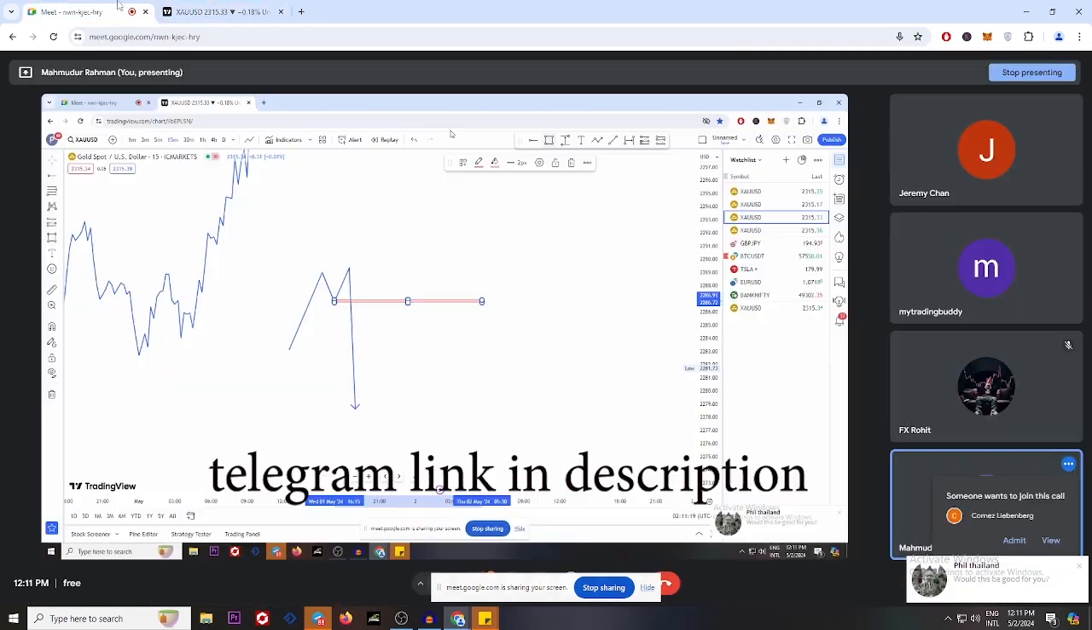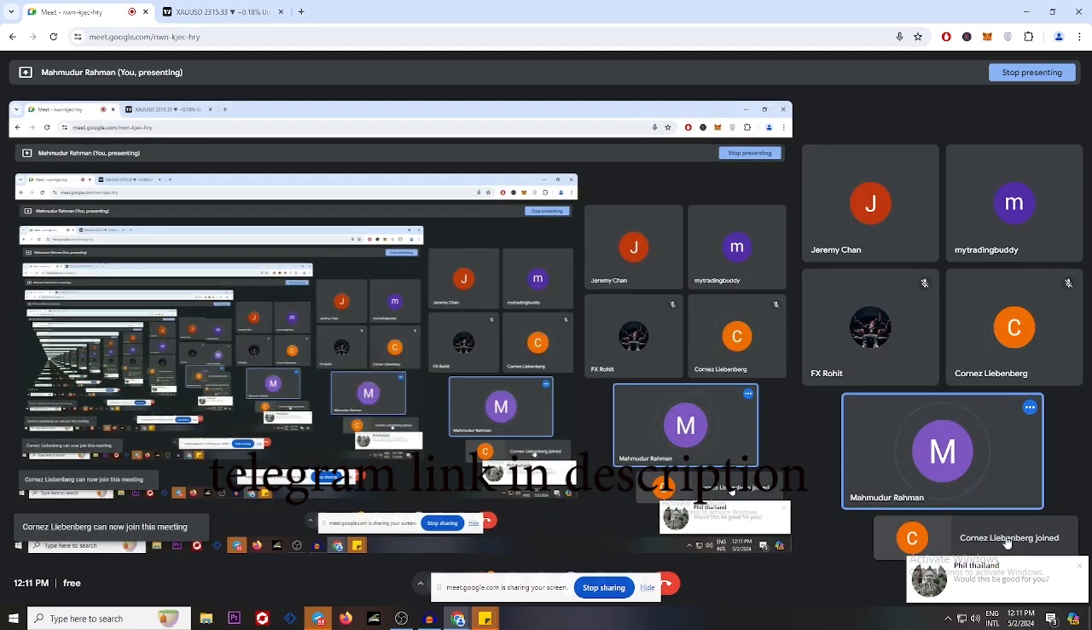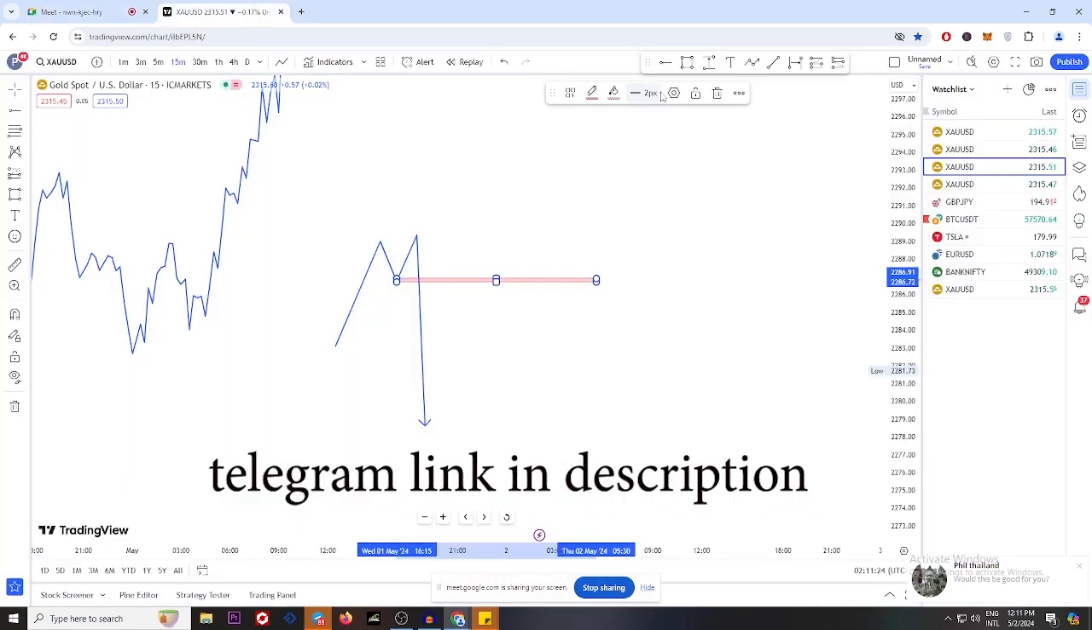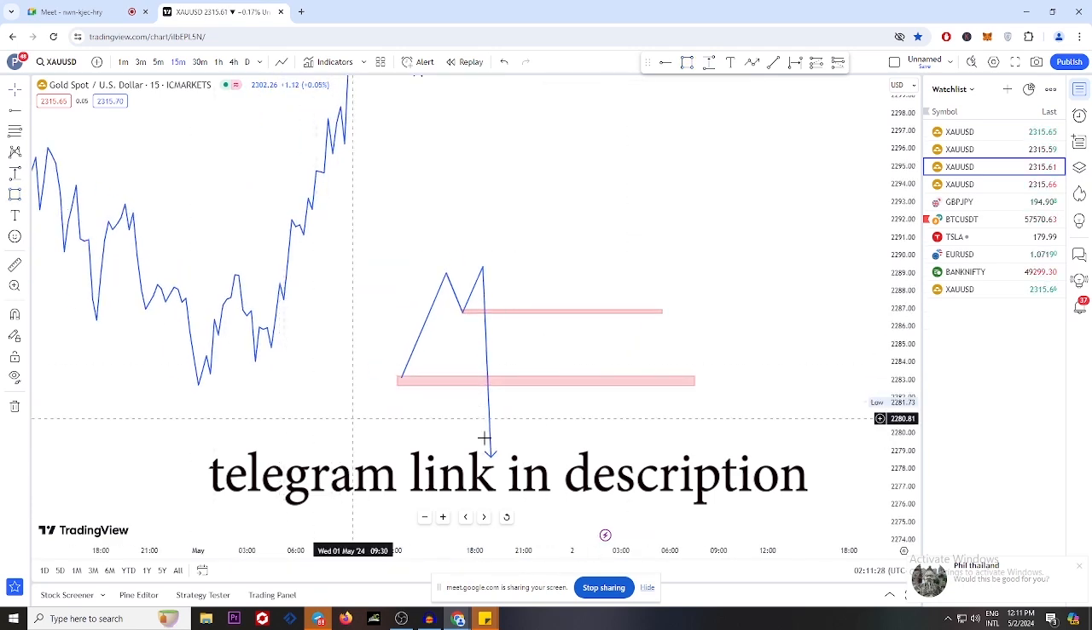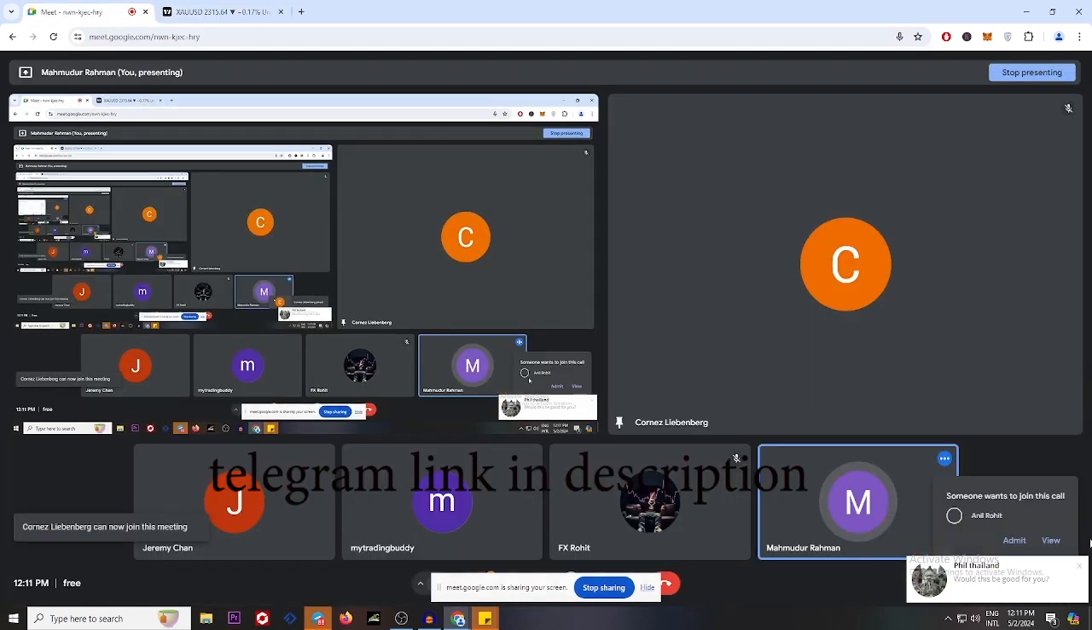Is there any option to automatically capture, join? Is there any option? Like I have to go back every single time. Jeremy, you here? Jeremy, you here?